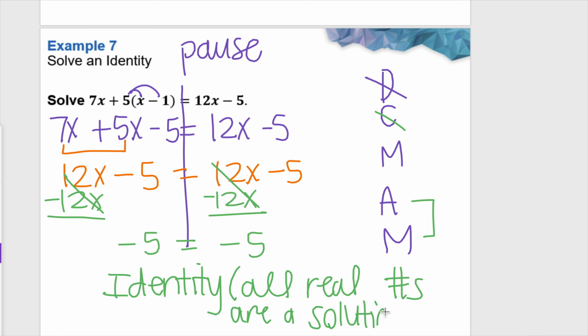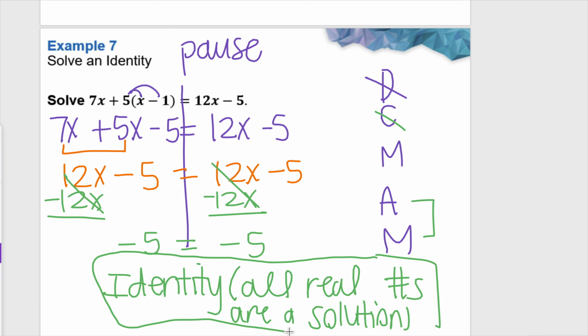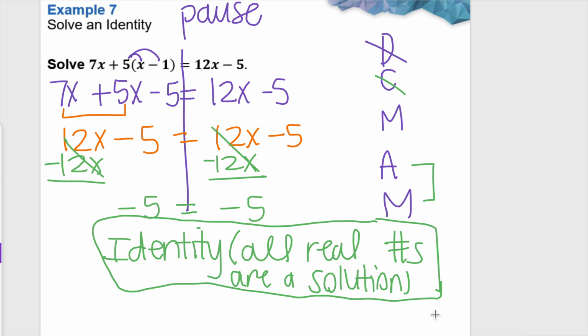Okay, so again, if this was a test or a quiz question, you do not want to stop at just the negative 5 equals negative 5. I need you to tell me what that means. So you either need to write down identity or all real numbers are a solution.